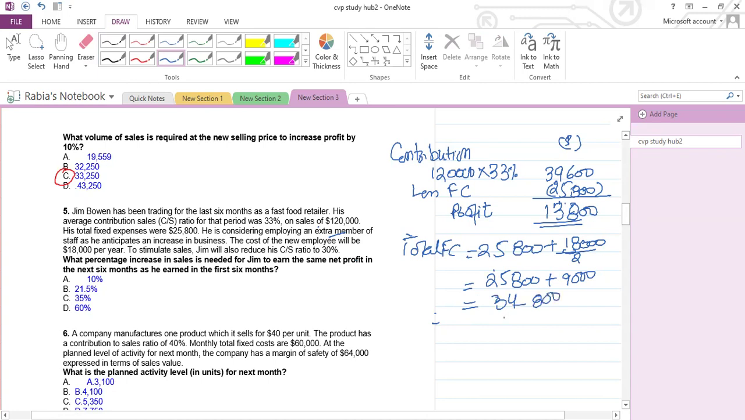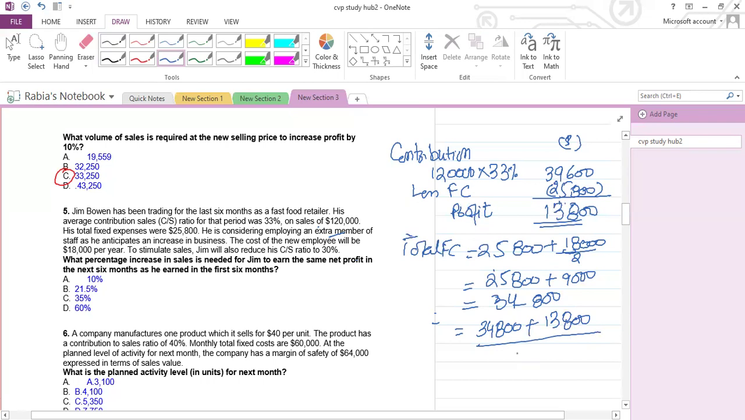How much is your required profit? He said, what percentage of increase in sales is needed to earn the same profit in the next 6 months as earned in the first 6 months? So we will calculate our new required or target sales. Fixed cost plus required profit, that is 13,800.